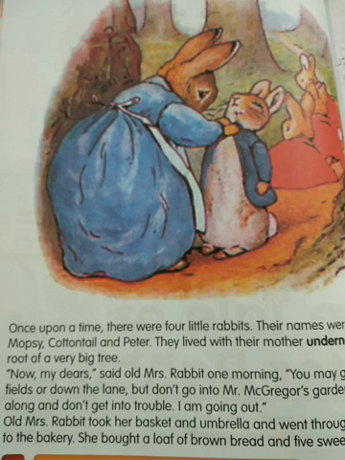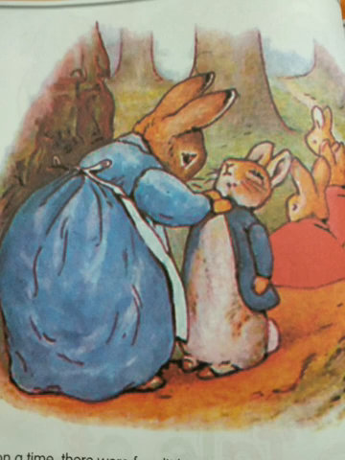Let's start. Once upon a time, there were 4 little rabbits. Their names were Flopsy, Mopsy, Cottontail, and Peter. They lived with their mother underneath the root of a very big tree. "Now, my dears," said old Mrs. Rabbit one morning, "you may go to the fields or down the lane, but don't go into Mr. McGregor's garden. Now run along and don't get into trouble.